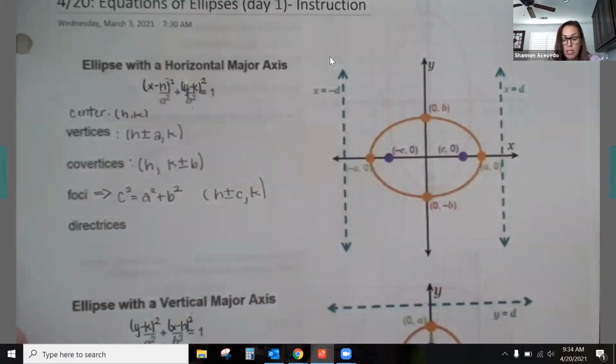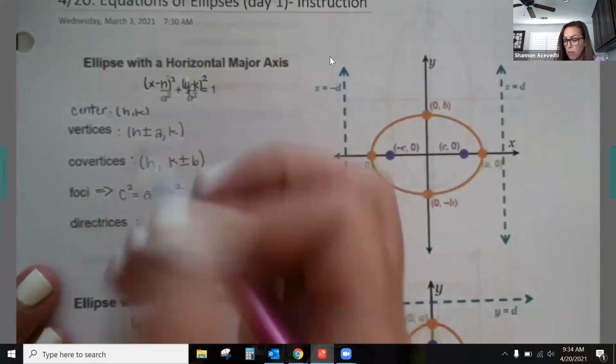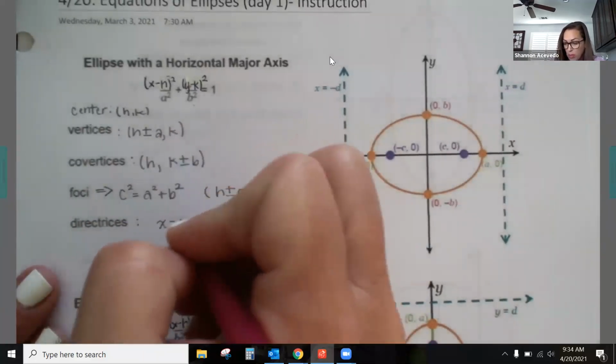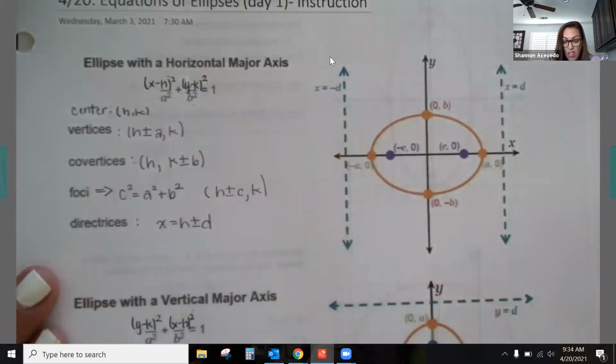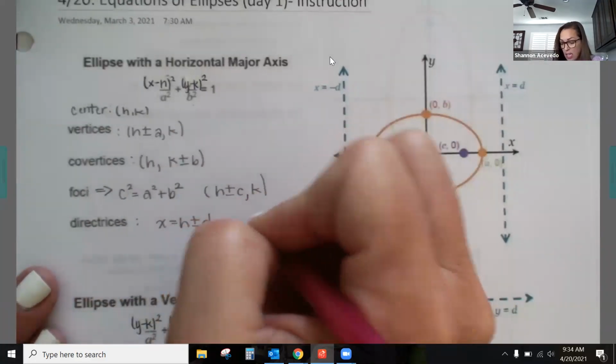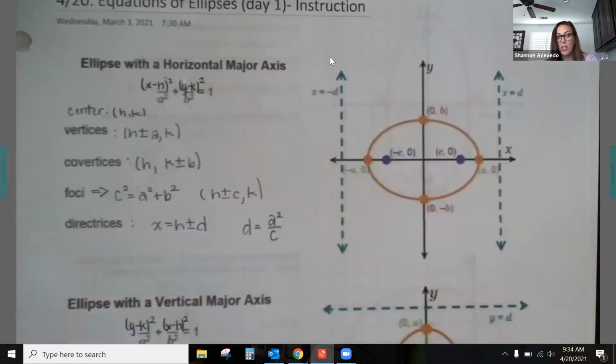Our directrices, if it's a horizontal ellipse, are going to be X is equal to H plus or minus D. D is going to be A squared all over C. So a bunch of formulas, equations right there. Let's look at the actual graph over here.